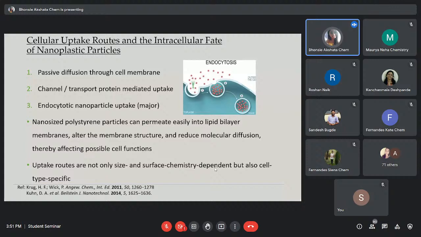It is not only dependent on the size of the nanoparticle. How it enters inside the cell is not just dependent on the size and not just dependent on the surface chemistry of the nanoparticle, but also dependent on what type of cell it is trying to enter.